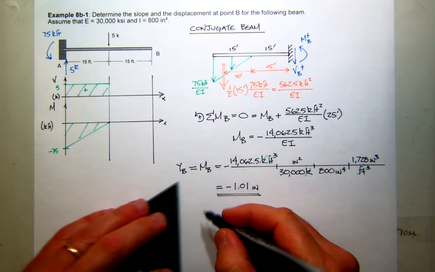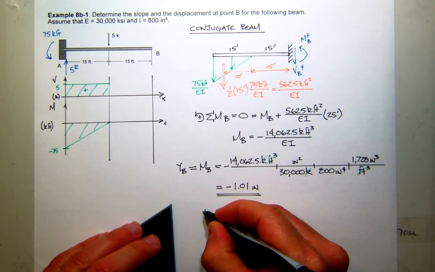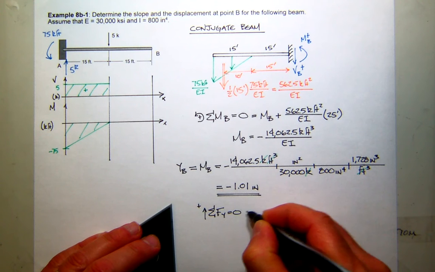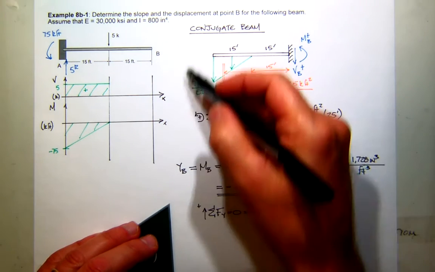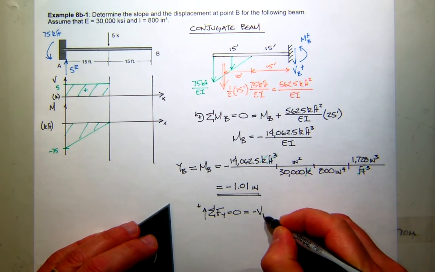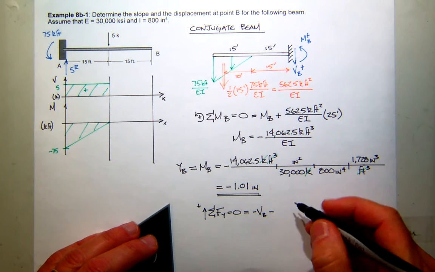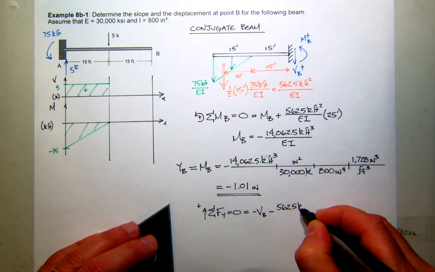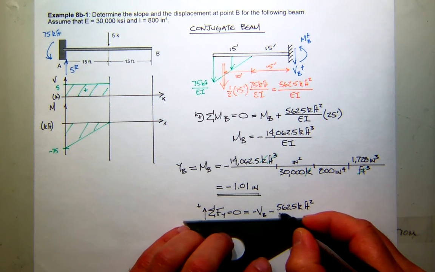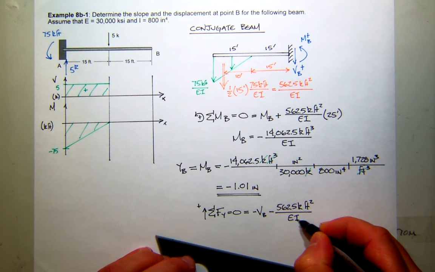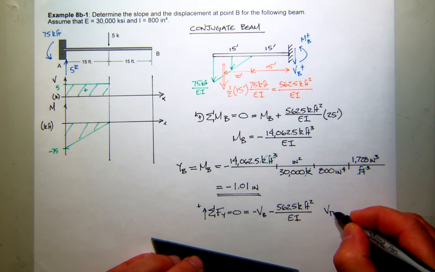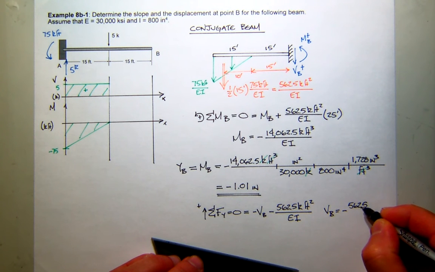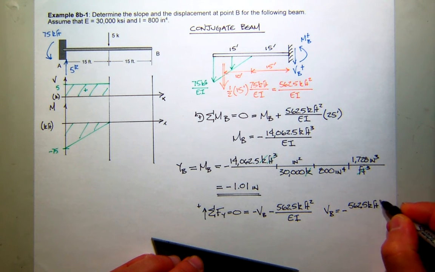Okay, to finish this problem, let's sum forces in the y direction, set that equal to 0. So back to my free body diagram, I have the shear at B acting down, and I have the force also acting down, 562.5 kip feet squared over EI. So what is the shear at B? Negative 562.5 kip feet squared over EI.